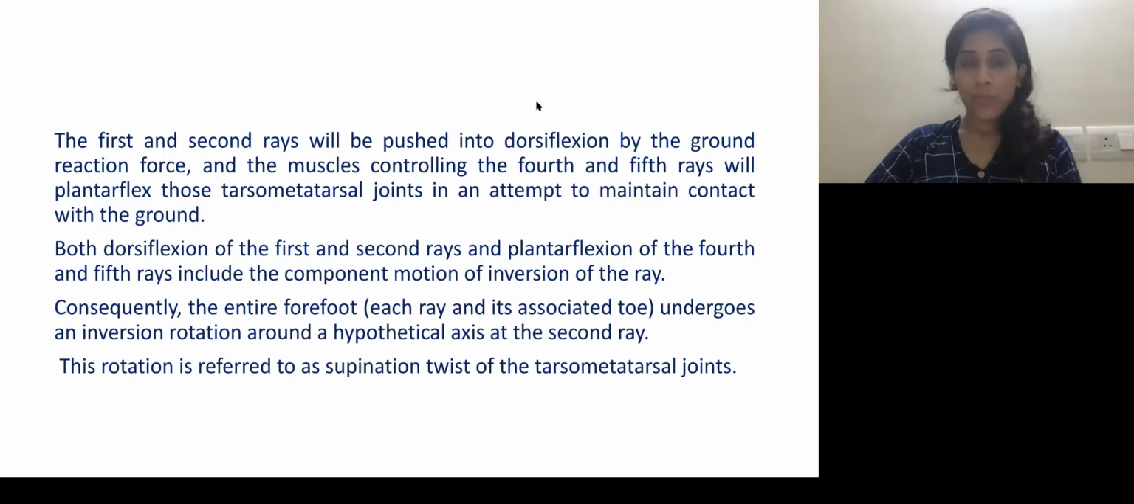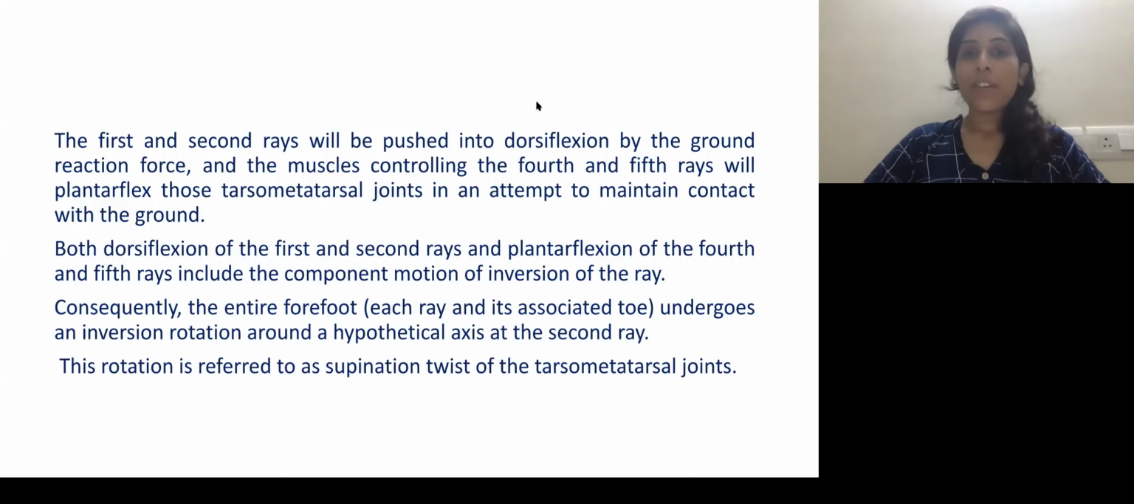And during the supination, what will happen? The first and second ray, or the first and second finger, will go for the dorsiflexion, and the last two toes will go for the plantar flex position just to maintain the contact with the ground. Consequently, the entire forefoot will go for the inversion rotation, and this rotation is referred to as a supination twist of the tarsometatarsal joint.